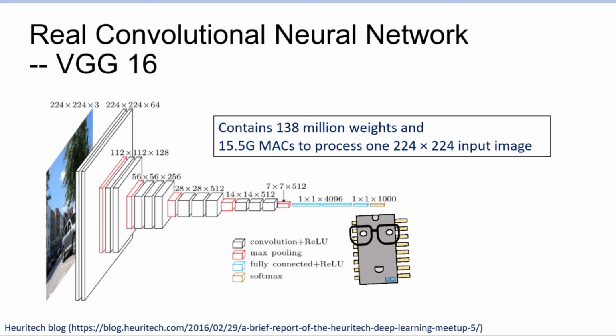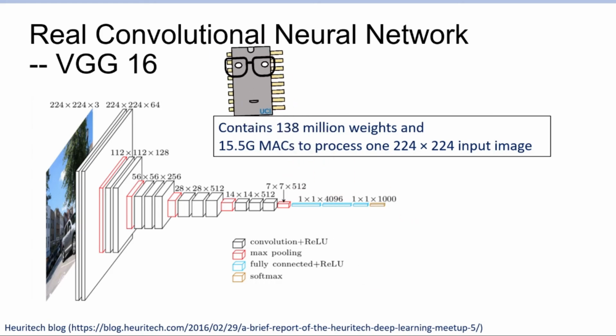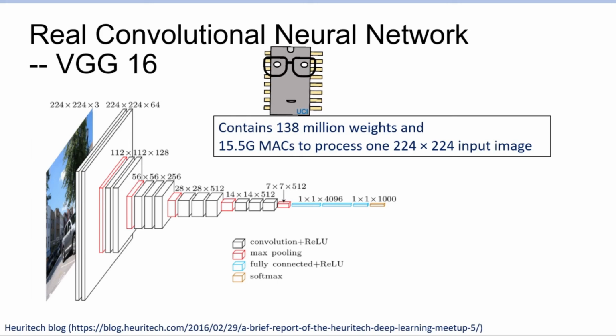To put things into scale, the size of the VGG16 model contains 138 million weights. Meaning if each weight is 4 bytes, a single precision floating point number, the weight size is something like 400, 500 megabytes, which is not small. It's not huge, but it's not small either.